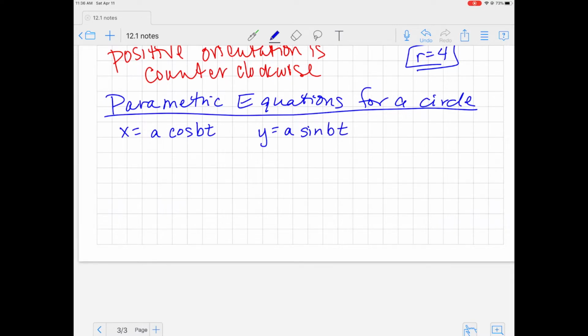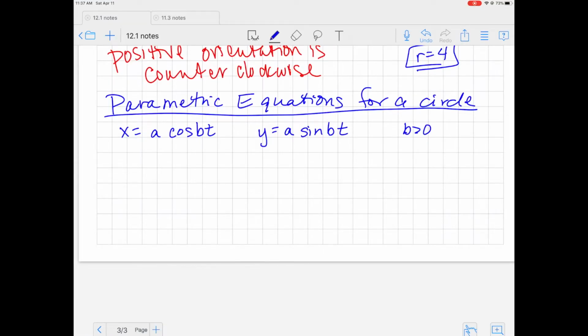All right? If I'm looking at this in terms of my circle, if this inside is greater than 0, then I'm going to be going counterclockwise. Try again. If b is less than 0, aka negative, then we're going clockwise.